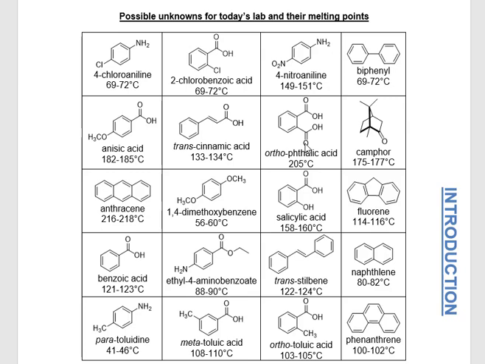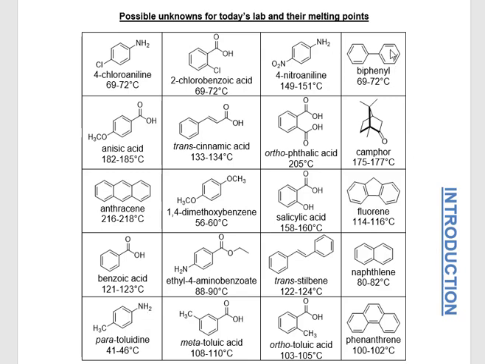You also have basic compounds, and those are characterized by having this amine functionality, NH2, not amide. Here, 4-chloroaniline, 4-nitroaniline, ethyl 4-aminobenzoate, and para-toluidine. All of those are considered basic because they have that amine NH2 functional group. The unknown that you would be working with is actually going to have two of these classes.